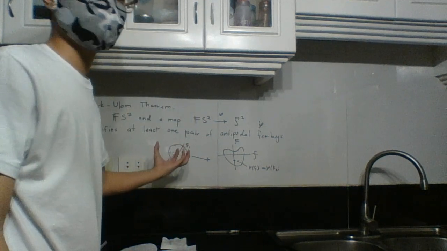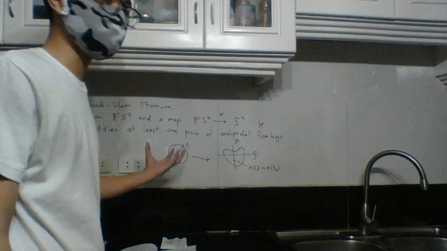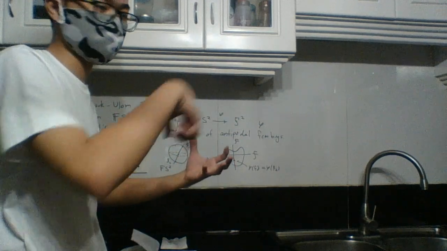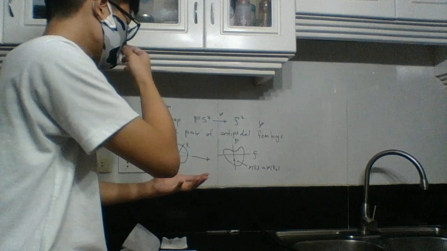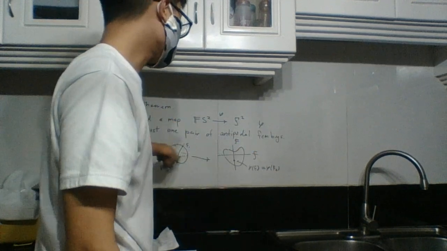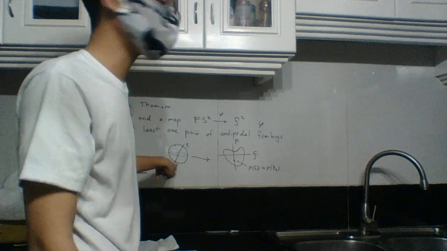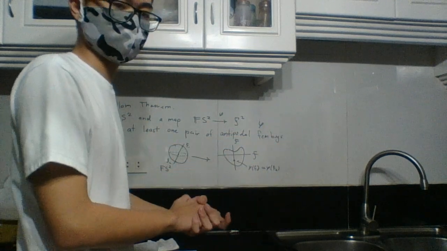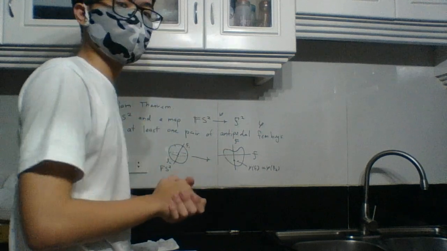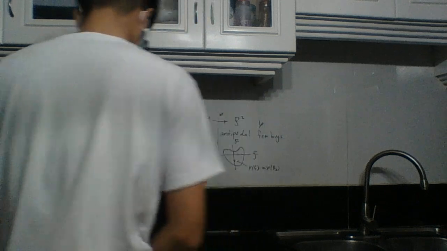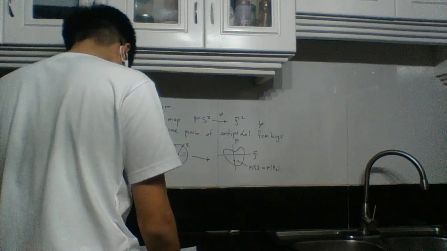So Fs2 originally exists in 3-dimensional space. It is a sphere. S2 is 2-dimensional. When we squash it onto 2-dimensional space, there will be 2 antipodal femboys that get mapped onto the same one. So they become one, or they become a new femboy in a new position over here. Okay? So that is the Borsuk-Ulam theorem.